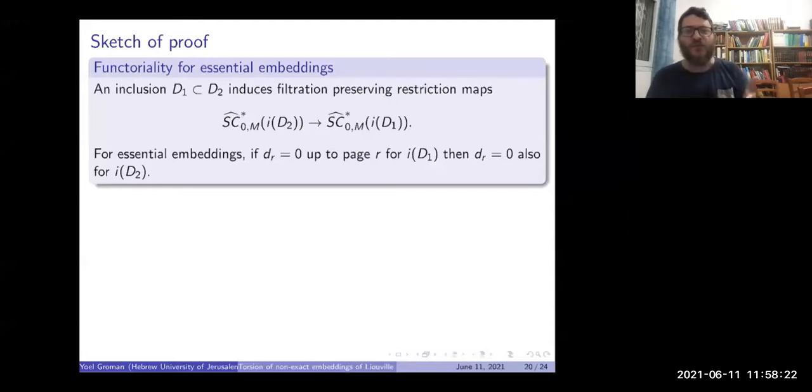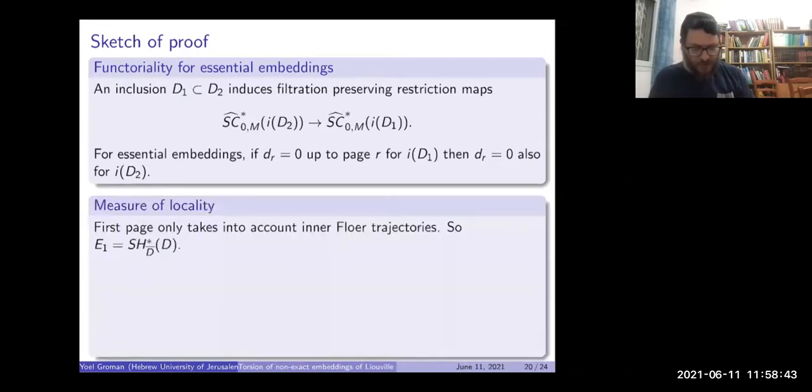And this injectivity assumption, this assumption we said, essential embedding that satisfies some kind of injectivity, means that if the boundary is zero up to page R for the smaller domain, then it must also be so for the bigger domain. So this gives the functoriality.